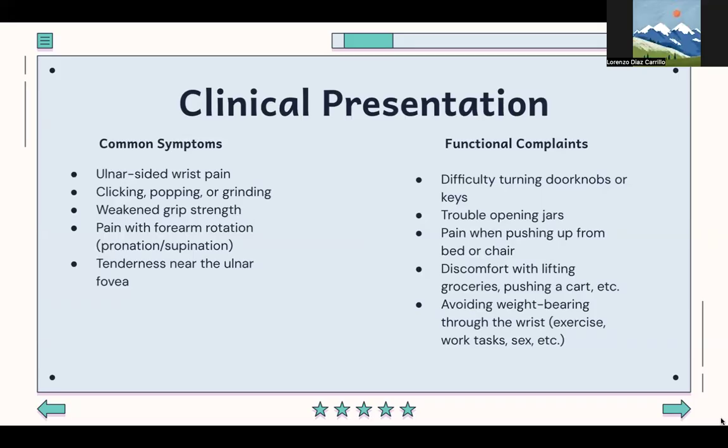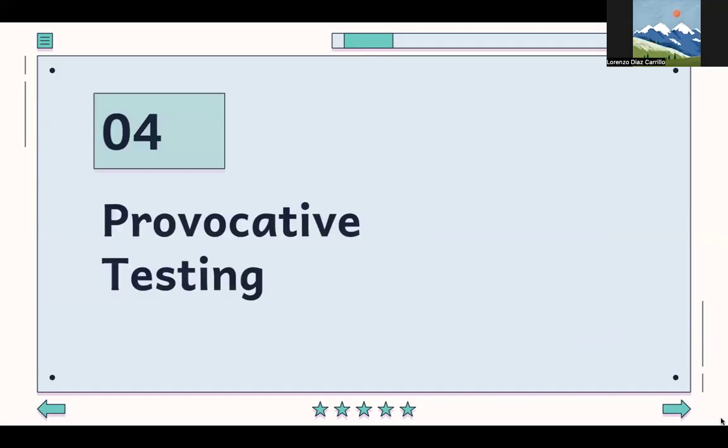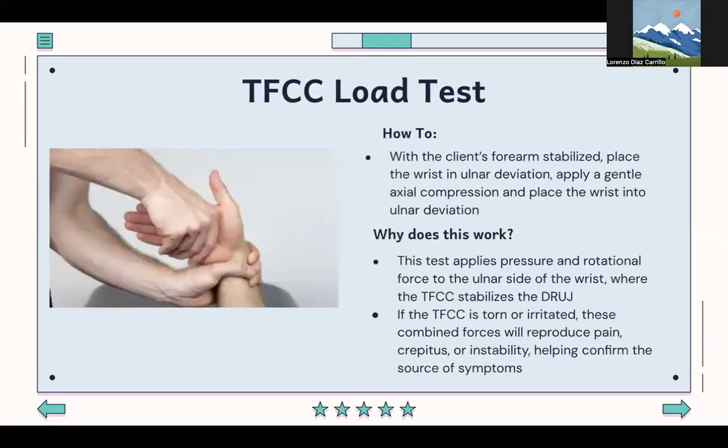And then let's look into some provocative testing that may be included in your evaluation. So we have the TFCC load test. Essentially, with the client's forearm stabilized, you place the wrist in ulnar deviation, apply a gentle axial compression, and place the wrist into ulnar deviation. The reason the TFCC load test is so helpful clinically is because it mimics the exact forces that stress the TFCC during real life activities.